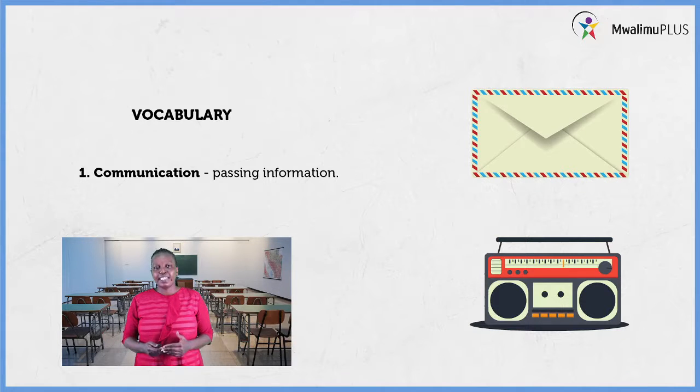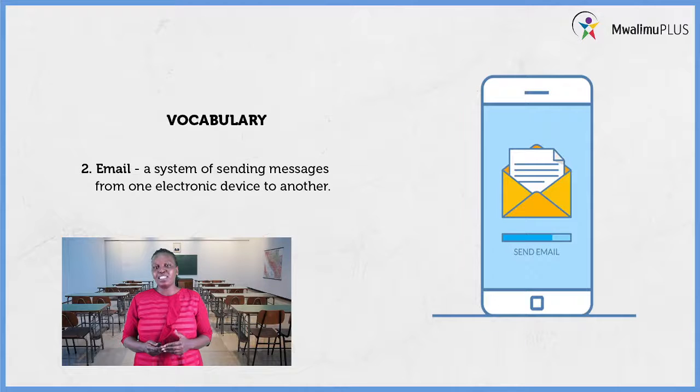Now, another word that we came across in the passage is email. What is an email? Now, an email is a system that we use to send a message from one electronic device to another. It can be from one computer to another. It can be from one mobile phone to another. So, when you want to send a message to a friend, you can simply go into your phone, to the internet, write an email and forward it to your friend.